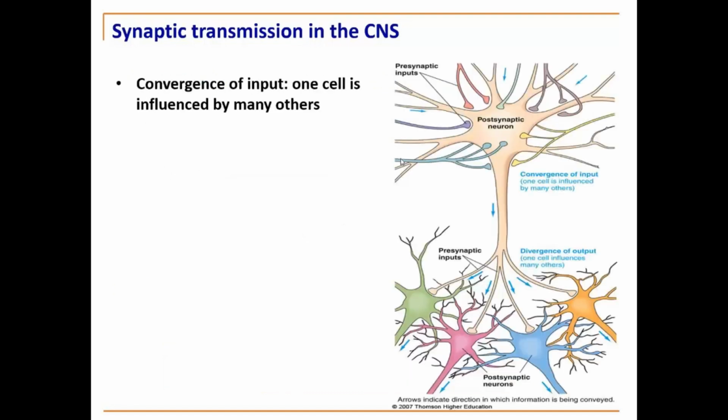And of course, as I mentioned before, we have lots of transmissions going on. So if we look at our presynaptic neuron, here are our presynaptic inputs talking to this cell. And you can see this is called convergence of input. This one postsynaptic neuron is being influenced by lots and lots, potentially thousands of other neurons. And then we also have divergence of output. So this postsynaptic neuron becoming the presynaptic input on the next cells is influencing lots of other cells. It can potentially talk to thousands of other cells and therefore influence thousands of other cells.